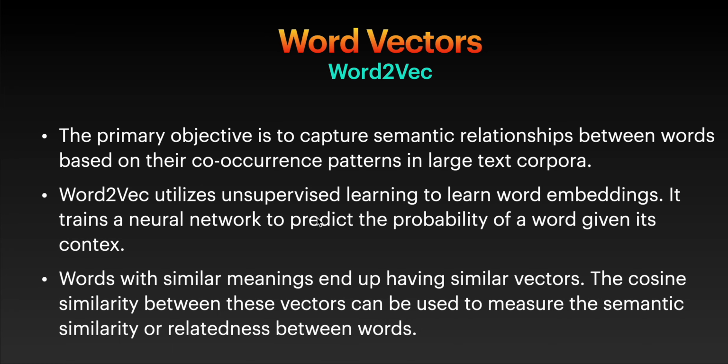So that's why we are going to go with the unsupervised learning. And the third point is basically that words with a similar meaning end up having a similar vector, which I just spoke about, and we are going to use cosine similarity between these vectors to measure the semantic similarities. Whatever the relation between these words is, we can measure it with the help of cosine similarity. If two words have a high cosine similarity, then they might end up with the same vector.